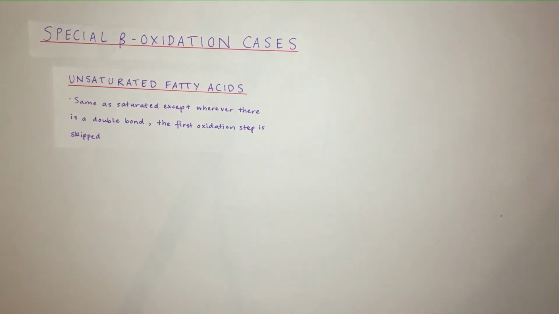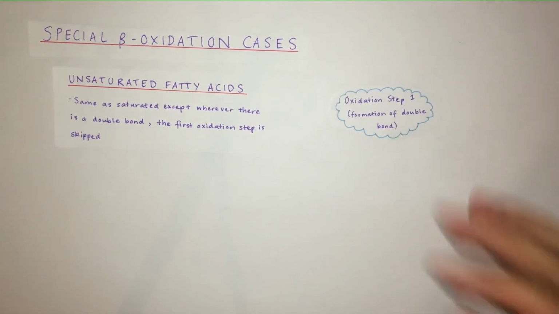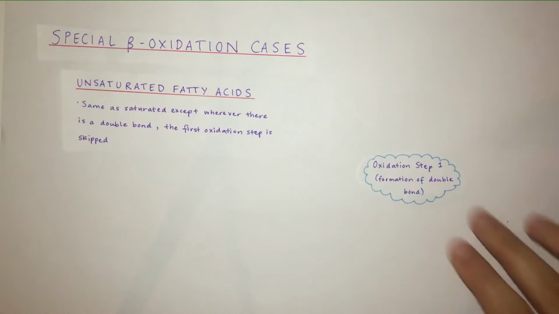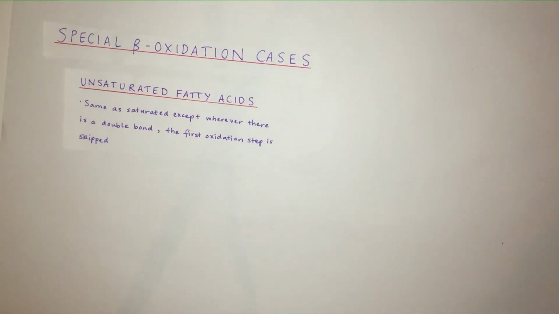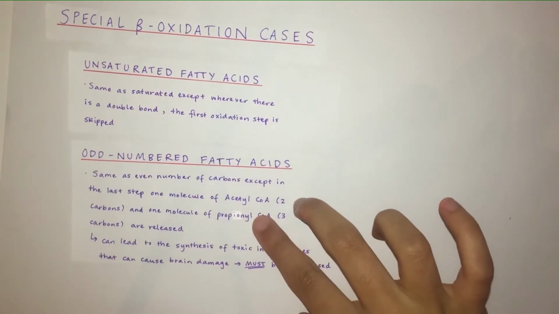Because if you recall from the other video, oxidation step 1 is the formation of a double bond, and you don't need to form that if it's already there. So you skip that FADH2 that gets produced in that first process. Keep that in mind when you're doing ATP calculations. Another case that's special is odd-numbered fatty acids.